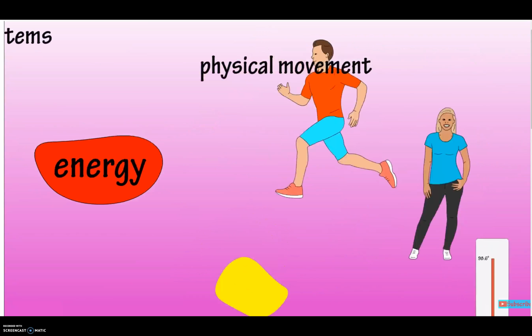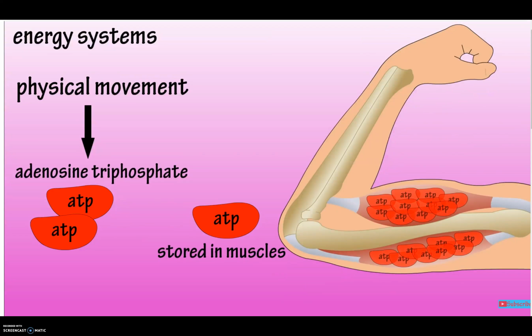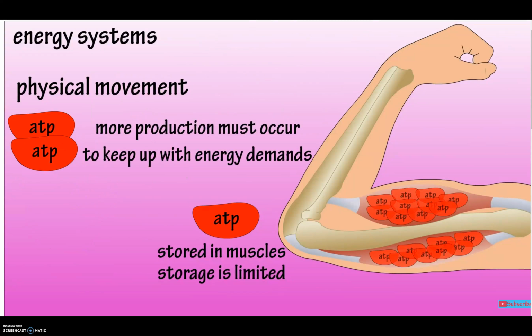Energy is needed to produce physical movement, maintain body temperature, and keep up with all the metabolic activities in the body. In our bodies, all physical movement relies on the compound adenosine triphosphate, or ATP. ATP is stored in the muscles, so it is immediately available to produce movement. However, storage of ATP in the muscles is limited, so any movement that lasts longer than a few seconds requires more ATP to be produced.